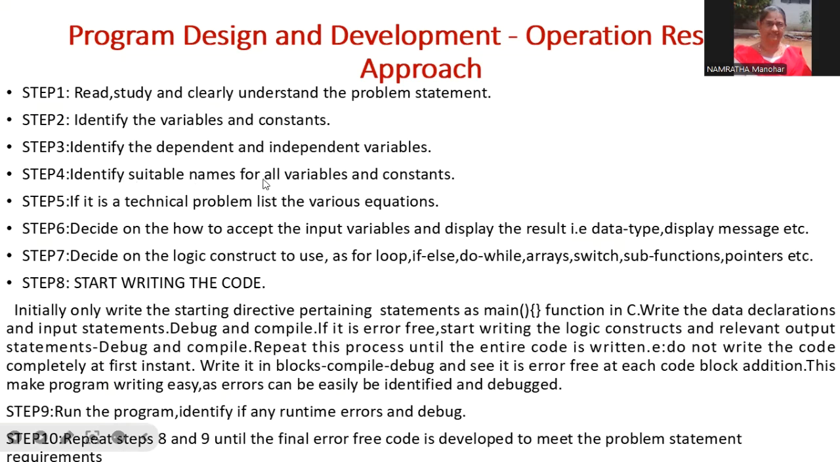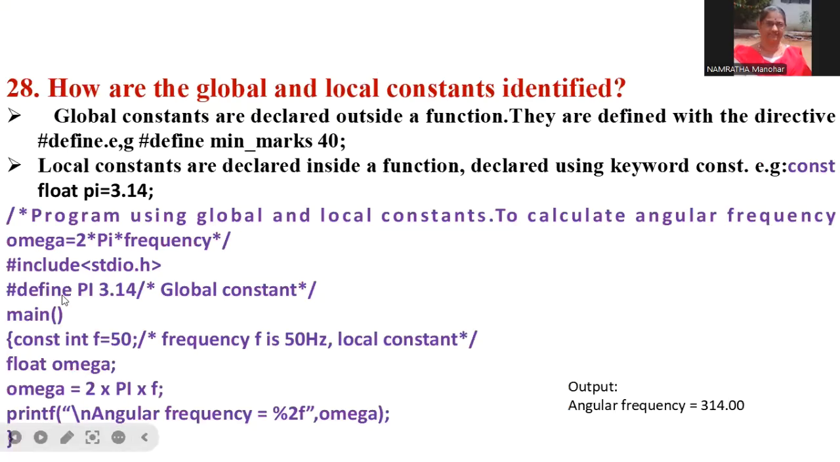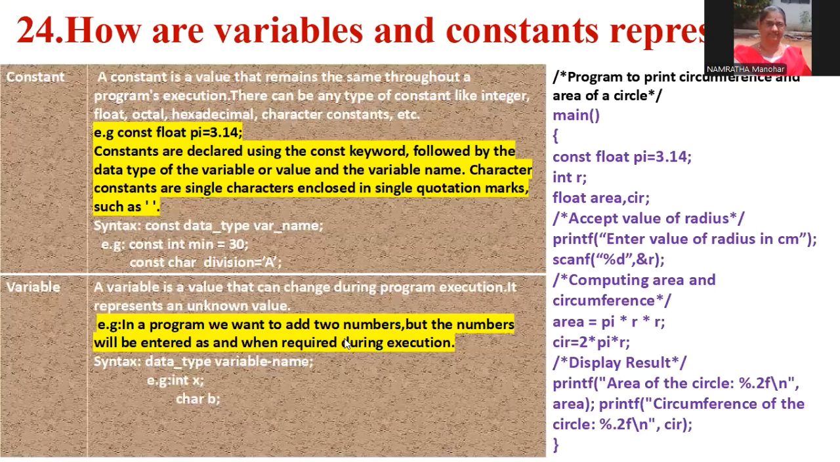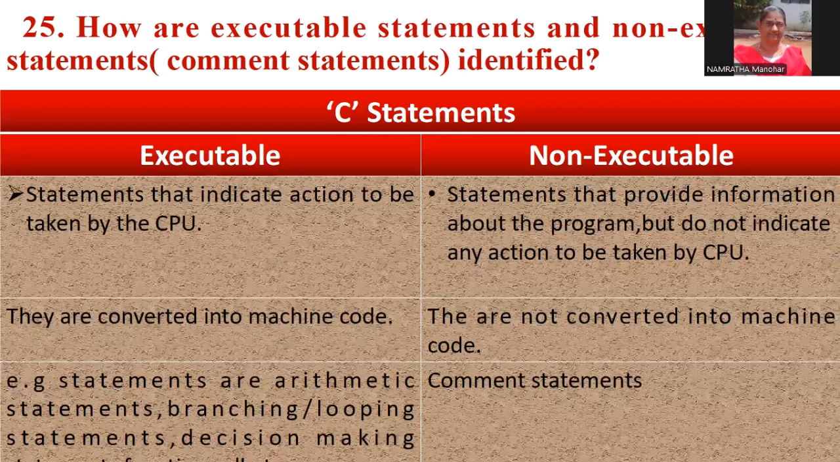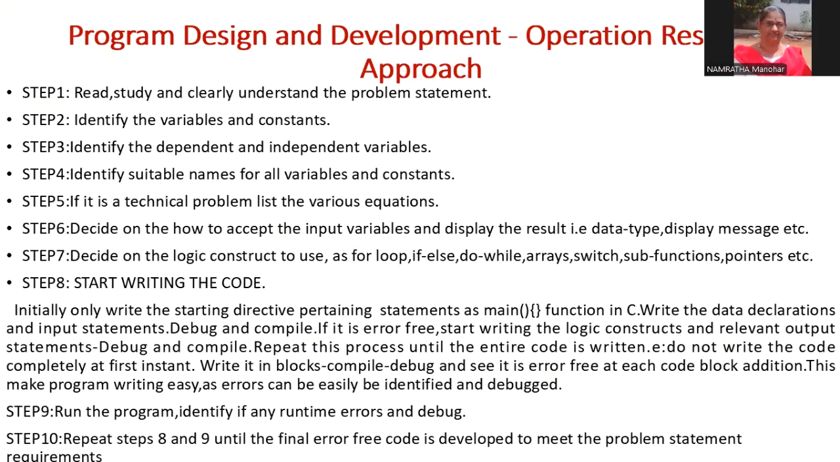Now, identify suitable names for all variables and constants. Giving the appropriate and correct name to your variables and constants is very important. Say PI I have given for pi. Immediately I know it is pi. F I have given for frequency. Omega I have given for omega, that is angular frequency. Or as here I have given AREA and CIR. So once I see CIR, I know it is circumference. AREA stands for area. So in this way, you should give appropriate names for your variables and constants, so immediately you will understand what it is storing.